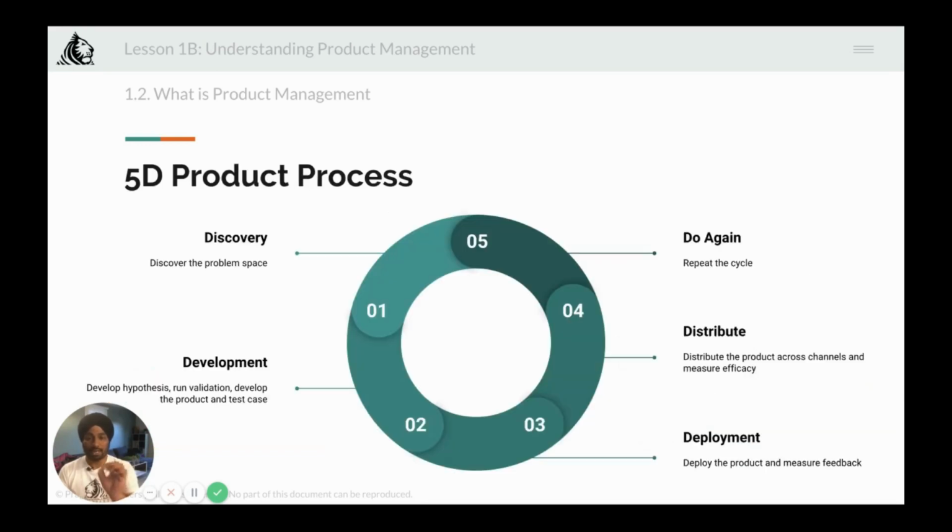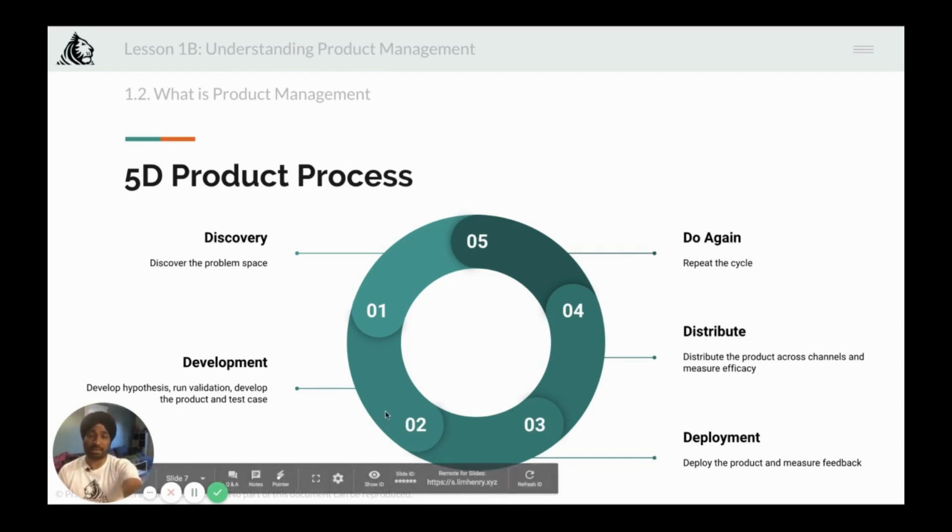Let's just go slightly deeper into this 5D process. How does it look like? Well, you start with the discovery of the problem space. What exactly is the problem? Who is getting affected? What is the pain point? Then you develop a hypothesis around it. You run the validation, you develop the product, and you test the case.